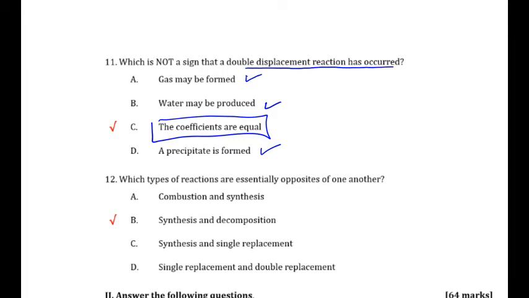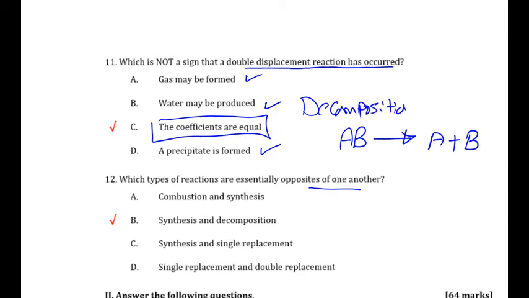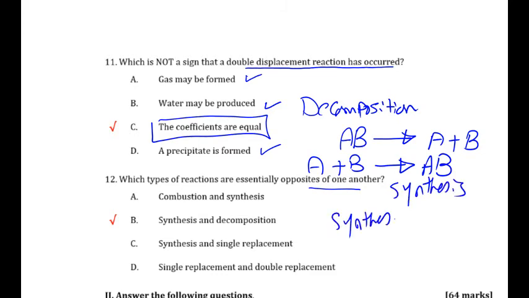Question 12. Which type of reactions are essentially opposite to one another? Okay, we explained before that if you have a compound AB that has been broken down into 2 smaller ones, A plus B, we call this reaction a decomposition reaction. This reaction is completely opposite to if you get A plus B, you get one big molecule AB. This reaction we call a synthesis reaction. So synthesis reaction is opposite to decomposition reaction.